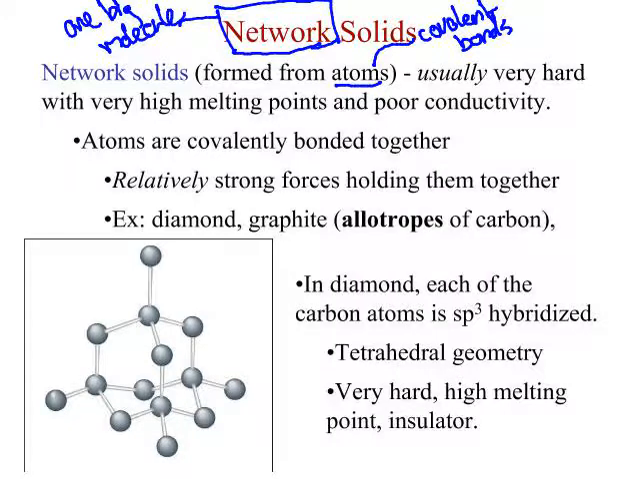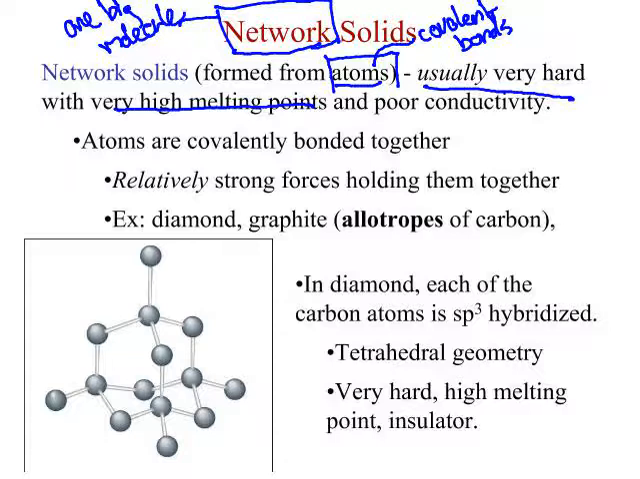Because covalent bonds, which attract the atoms to each other, are relatively strong, network solids tend to be pretty hard, and they tend to have very high melting points because the attractive force acting between the particles in the crystal is very, very strong.